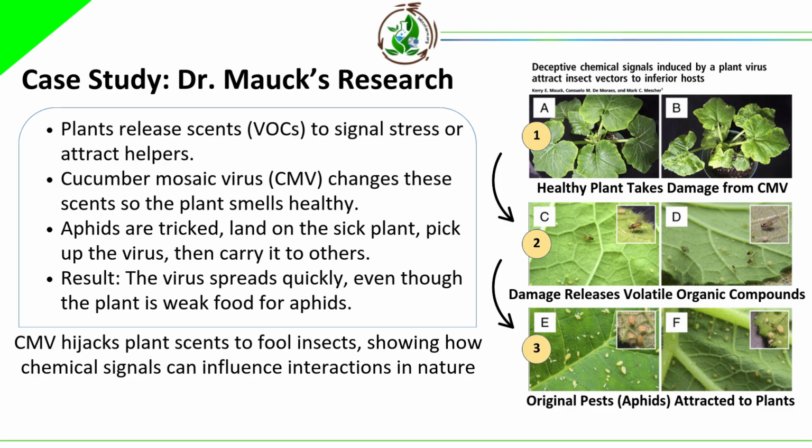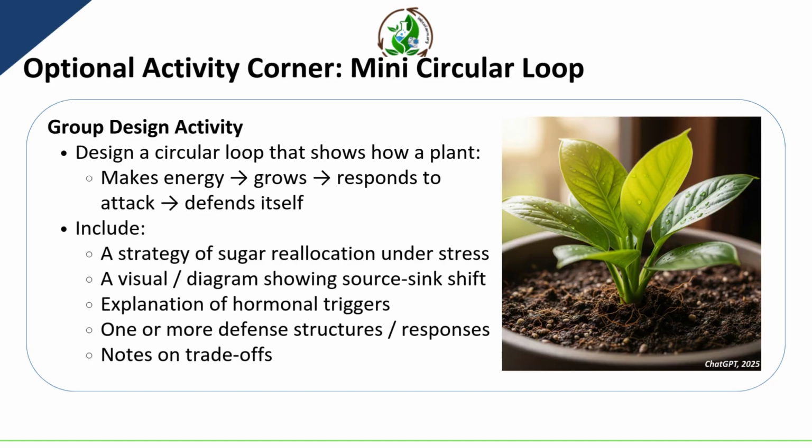Plants use scents to communicate and defend themselves. But viruses and pests can sometimes turn those same signals against them in surprising and sophisticated ways. Up to this point, we've looked at how plants defend themselves chemically, like VOCs that call in nearby allies, and physically, with traits like thorns or a waxy cuticle. Now let's zoom inside the plant and ask, how does it actually afford all of this?